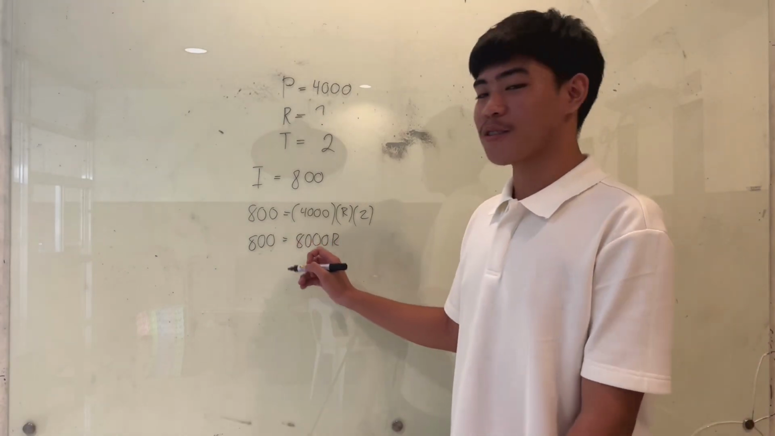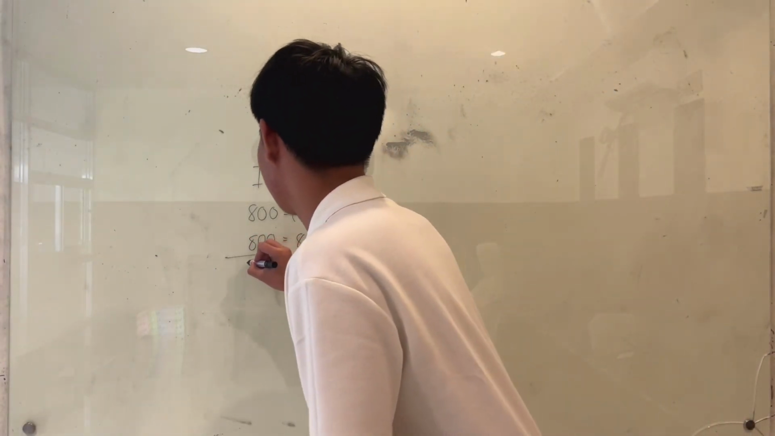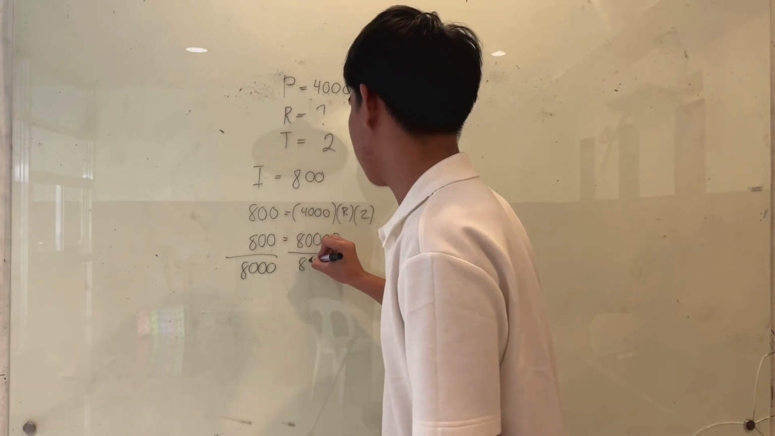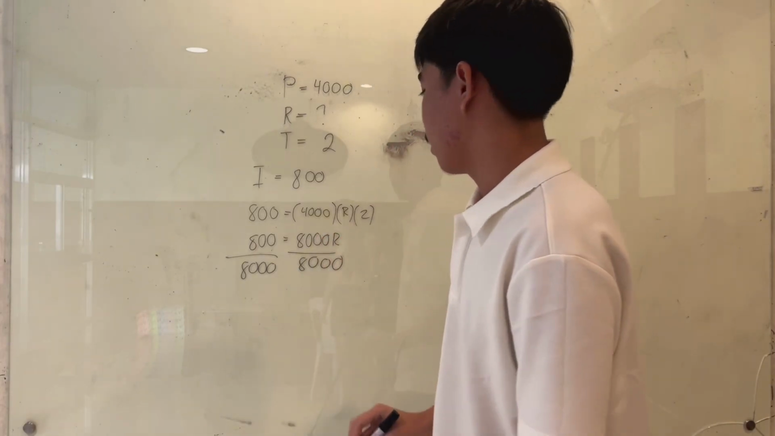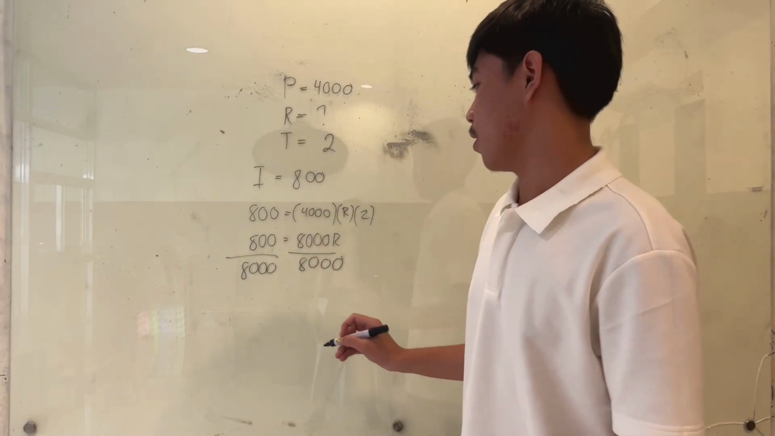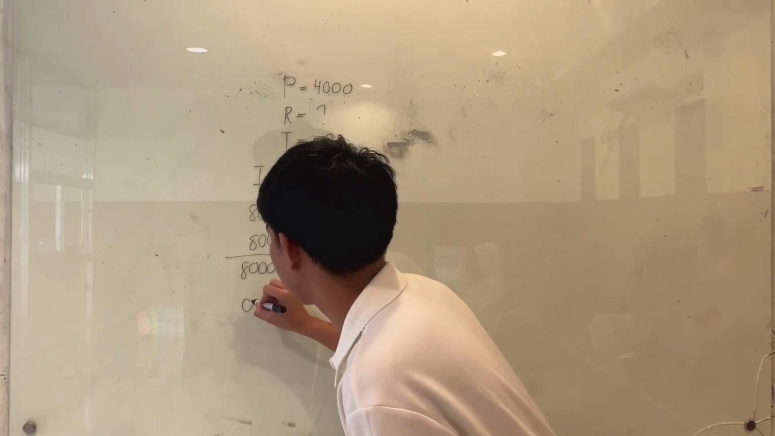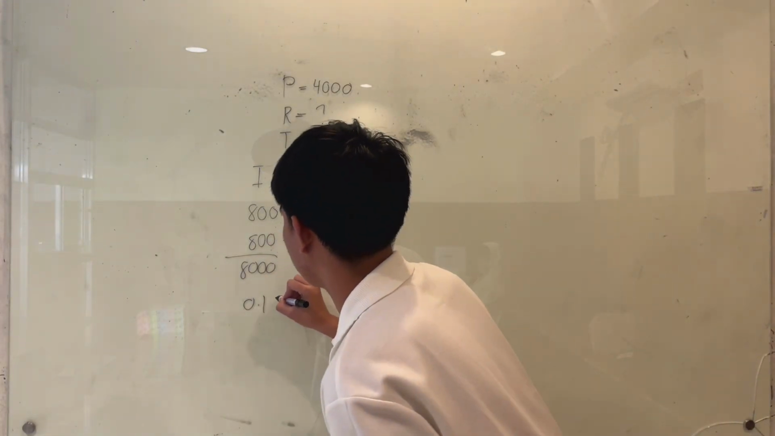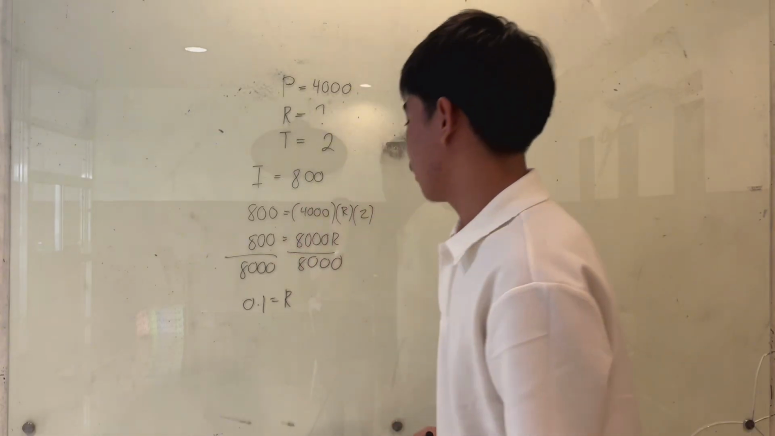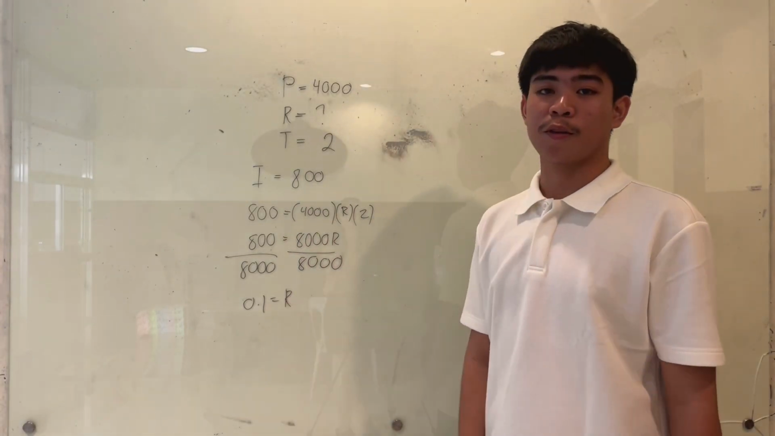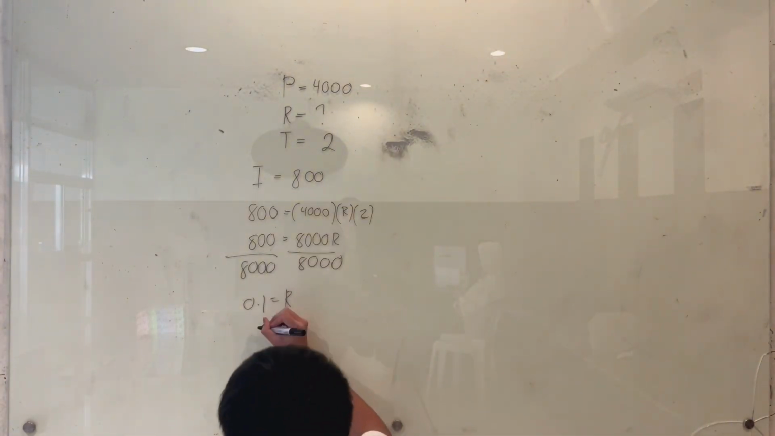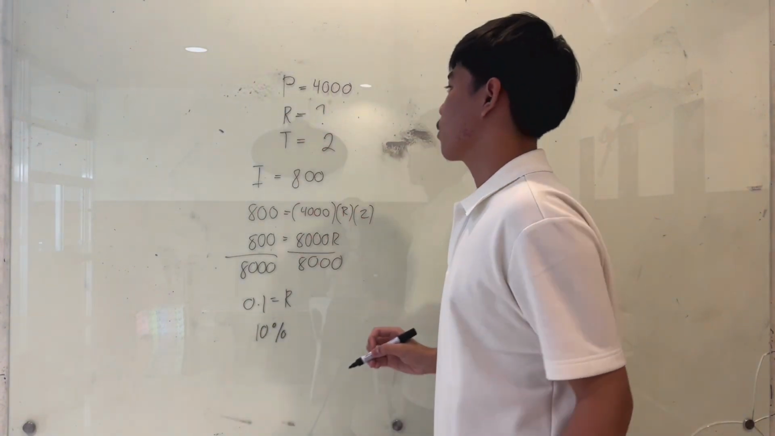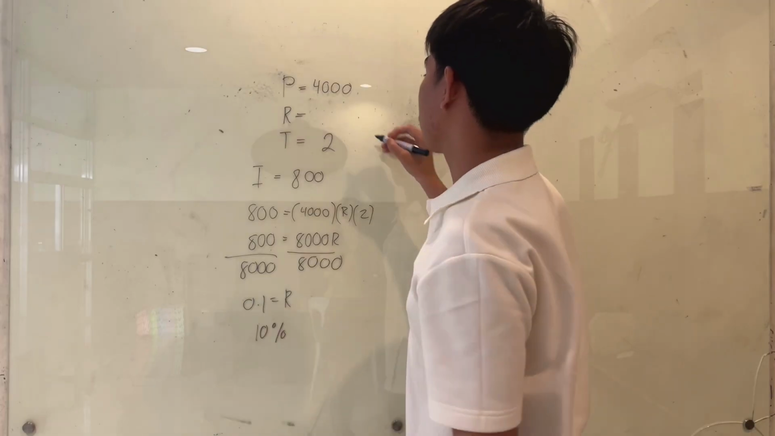Now let's divide both sides by 8,000. And 800 divided by 8,000 is 0.1. And now let's turn 0.1 to a percentage, which is 10%. And our missing interest rate is now solved, which is 10%.